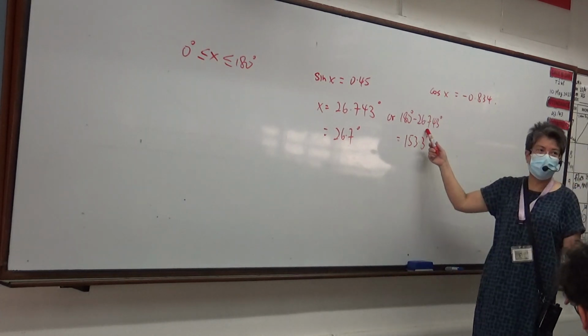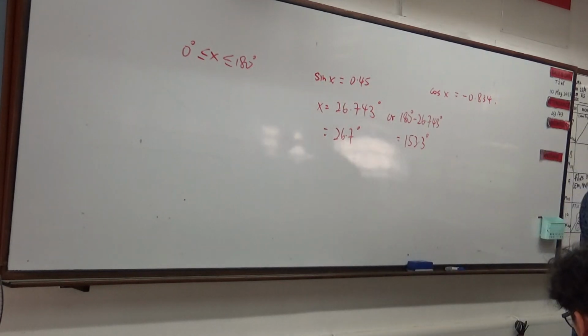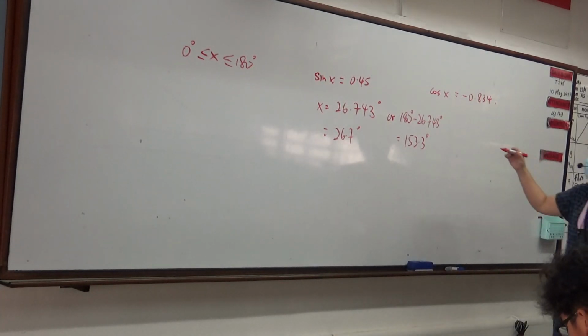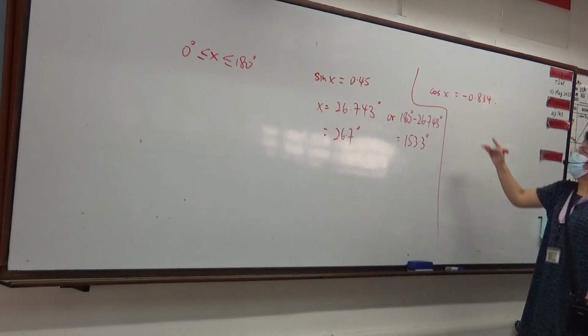153. Yes, my mistake. 153.3, right? 153. Is this correct? So I will have two values for this. Are we clear? Now, how come I give the three decimal places? Because only must have four decimal places. You cannot just give me everybody.